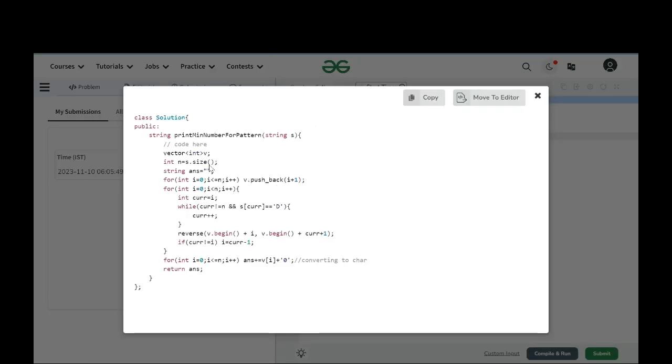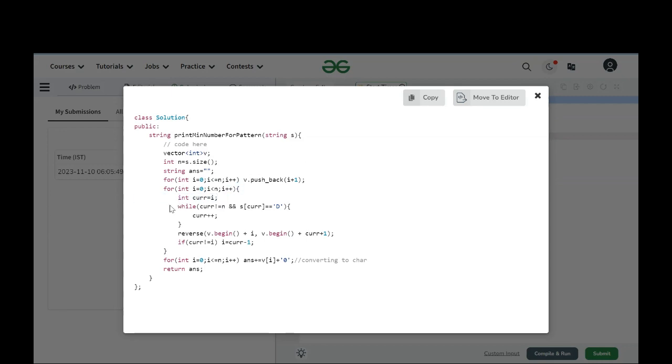Okay, so this is the code that I have written. We have a vector v in which we'll be storing the smallest lexicographical number which we can form using n integers, and we have n equal to size. So we are taking the size, and this is the answer string that we'll be returning. We will first push all the numbers, that is 1 to n, inside my v, and I will be iterating through this particular string which we have.